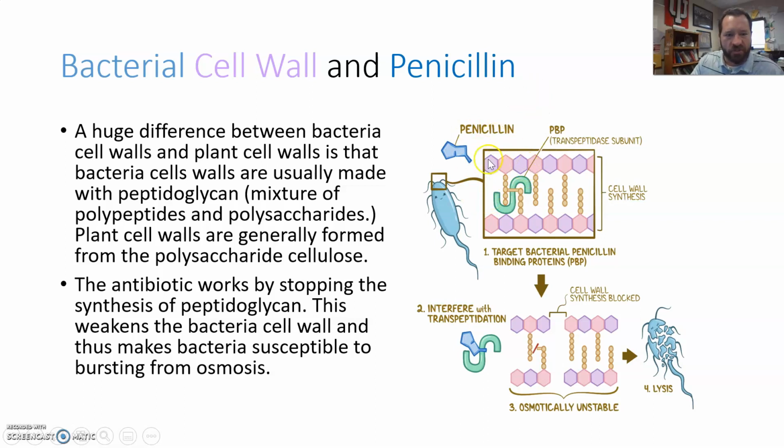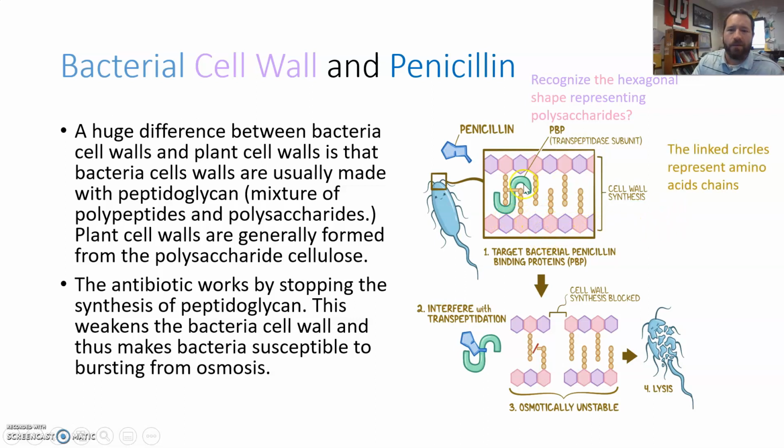Kind of see the images here. So the antibiotic penicillin stops those proteins from linking together. So first of all, hopefully you guys recognize these hexagonal pink and purple shapes. These represent polysaccharides. The linked circles are the amino acids. So here are, again, I'm not sure if they're full proteins or not, but certainly chains of amino acids. And then this green S is a protein.